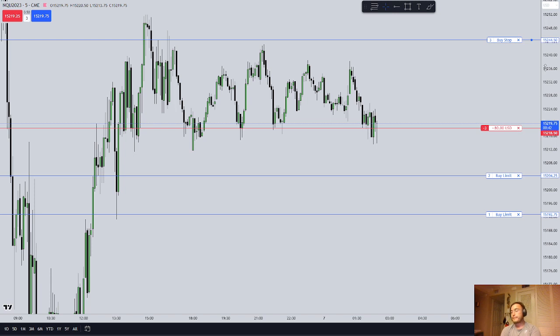I guess we're going to be waiting. So another part of my analysis, contra my current position, is that it might want to go revisit the New York midnight open price. But I believe that the liquidity draw lower should be stronger than the draw higher.